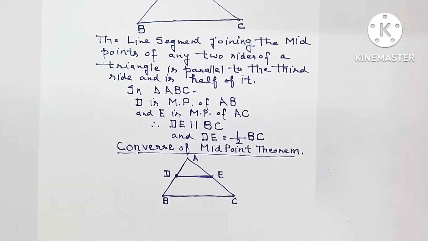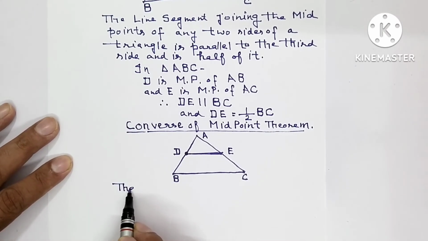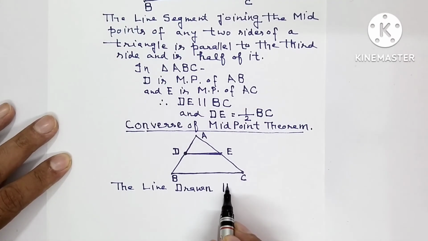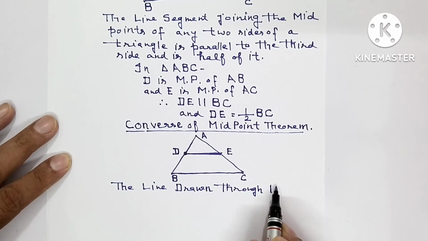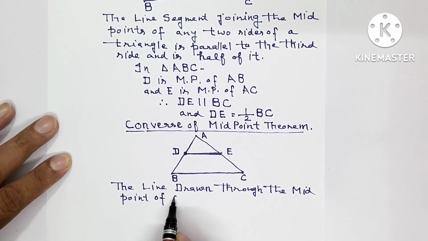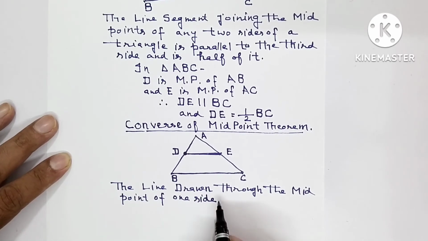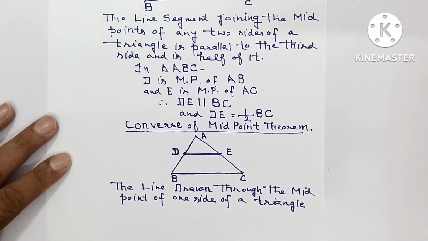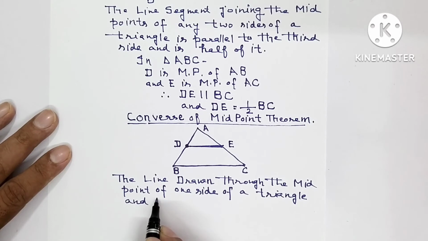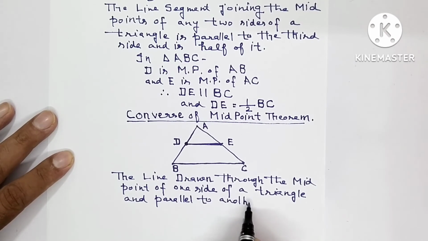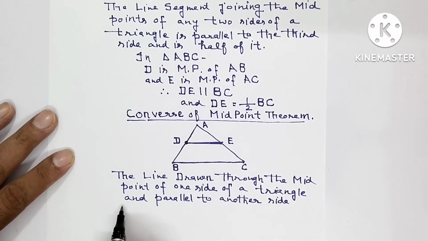So this theorem I am writing here. The line drawn through the midpoint of one side of a triangle and parallel to another side bisects the third side.